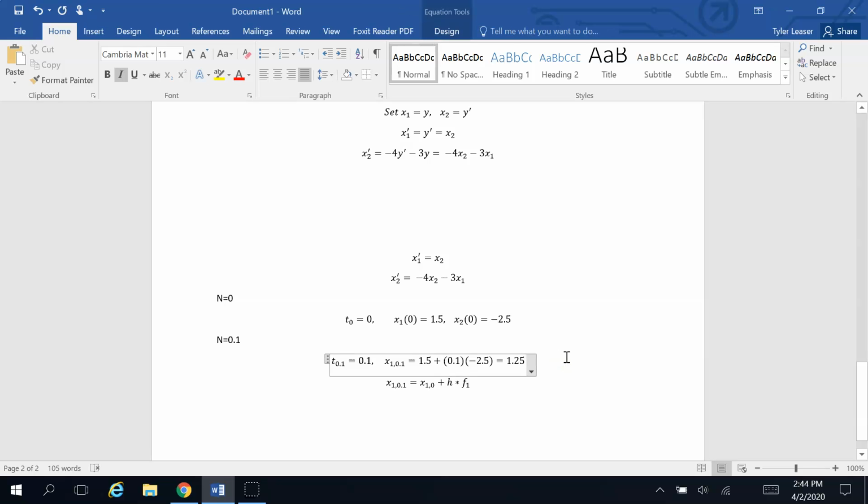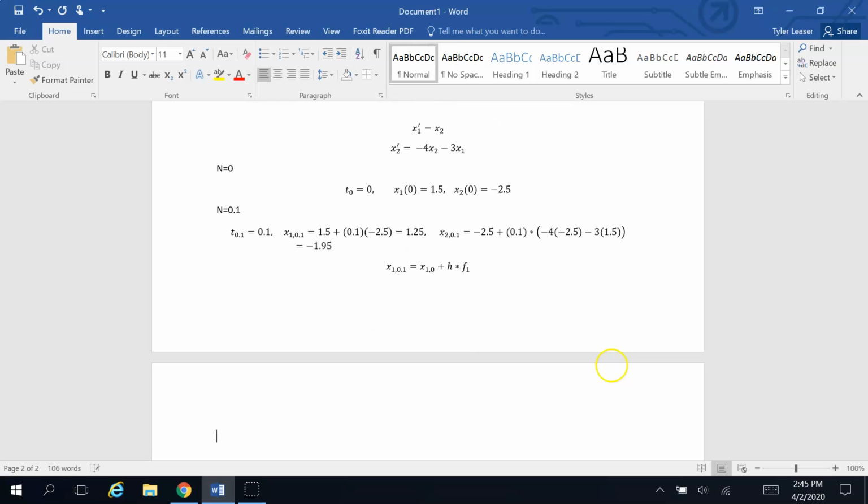All right, we still need to do this again, but now we need to do it for my next function, x sub 2, at the 0.1 step. This is going to be the previous value of x sub 2, which is negative 2.5, plus the step size, 0.1, times plugging the previous values for t, x1, and x2 into the right-hand side of x sub 2 prime. So this is going to be negative 4 times the previous x sub 2, negative 2.5, minus 3 times the previous x sub 1, 1.5. In the calculator, this should come out to be 1.95.